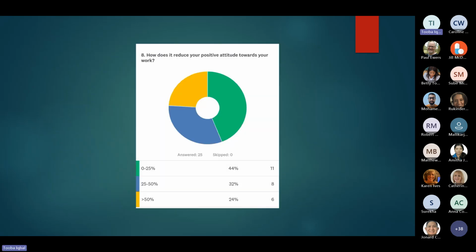So the next question we asked was, how does it reduce their positive attitude towards their work? How do they feel in the morning when they're going to work? So 44% said it's affected by 0 to 25%, but roughly 60% said it impacts it by more than 25 to 50%, or more than 50%. So it does reflect the difficulty in staff retention.